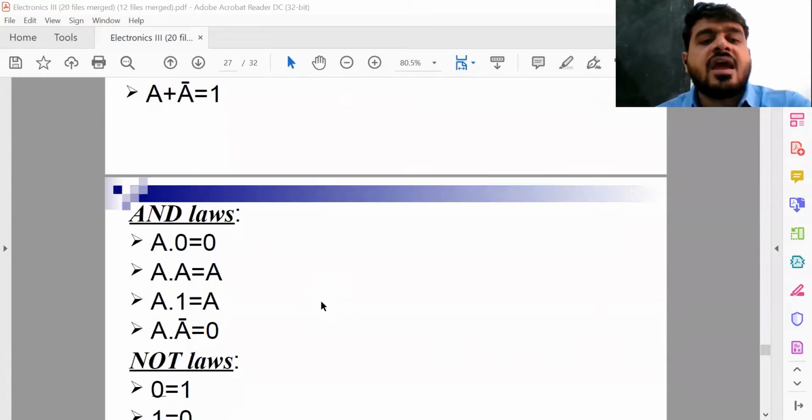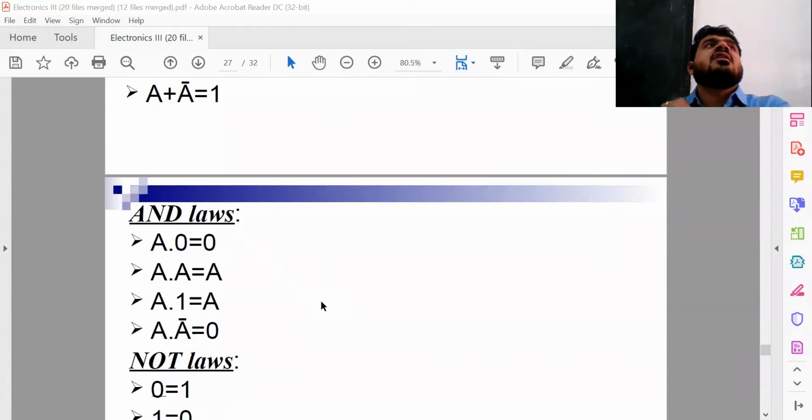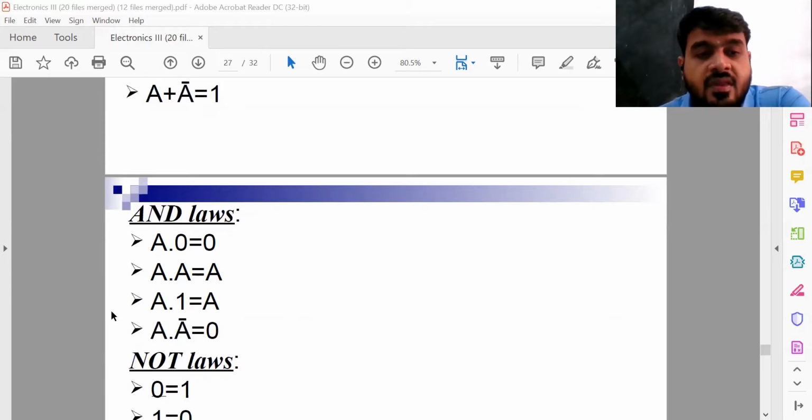Now the second law is the AND law. What we have seen is that the dot product with any zero voltage will give 0. So here you have A dot 0 is equal to 0, 0 dot 0 is equal to 0, 1 dot 1 is equal to 1. Similarly, A dot 1 is equal to A, and A dot A is equal to A.